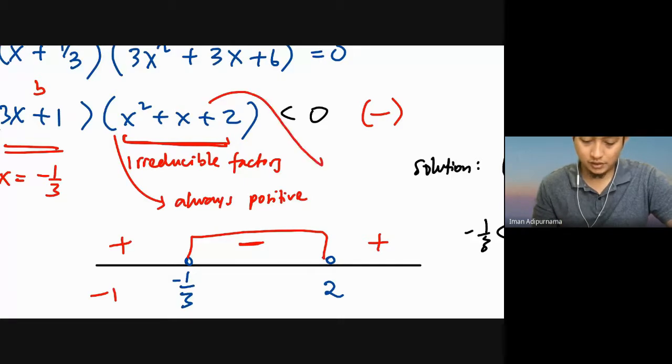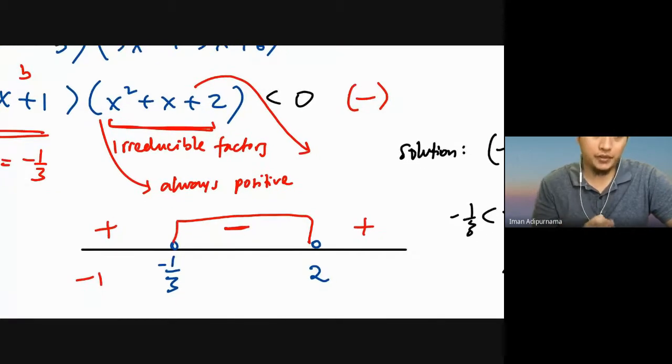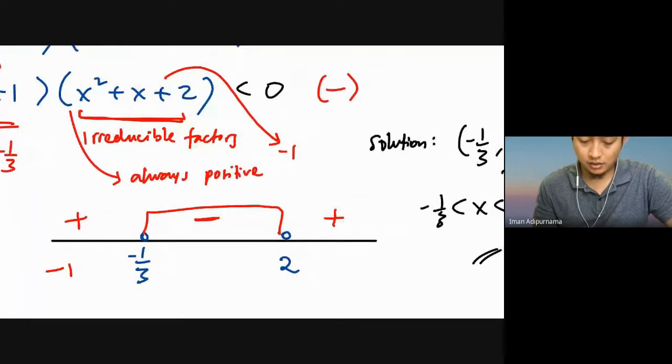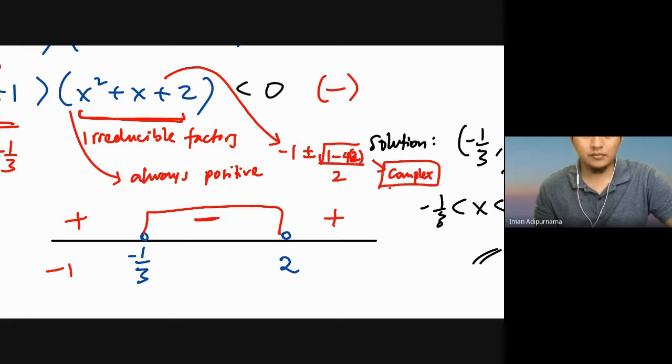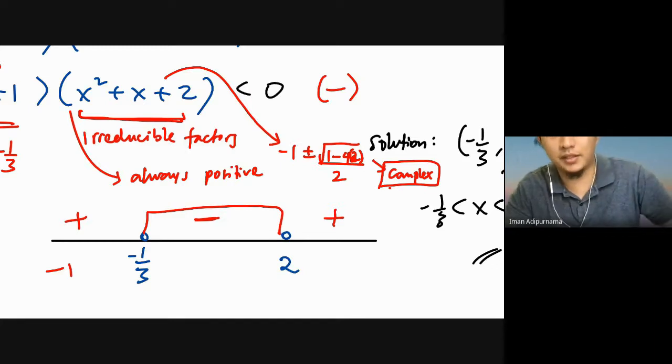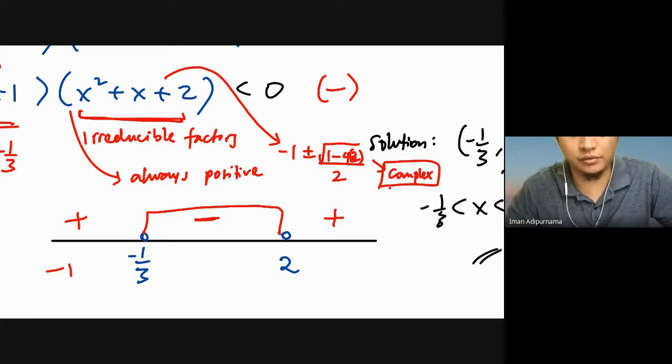Aside from irreducible factors, there is another case, if you are using the b squared minus 4ac, right? This is a complex, not real. So we are avoiding the complex. We just ignore the complex and focus on the real zeros.